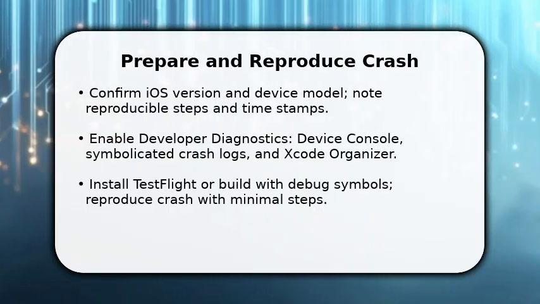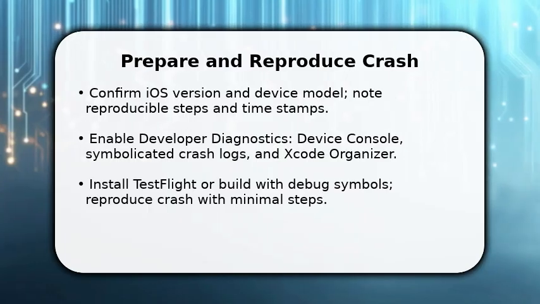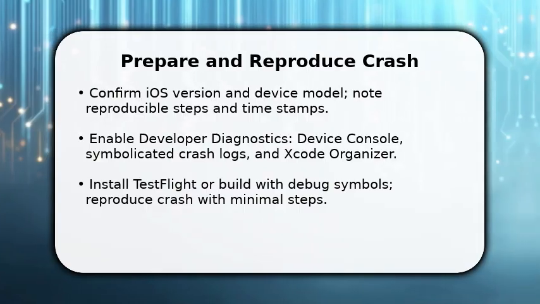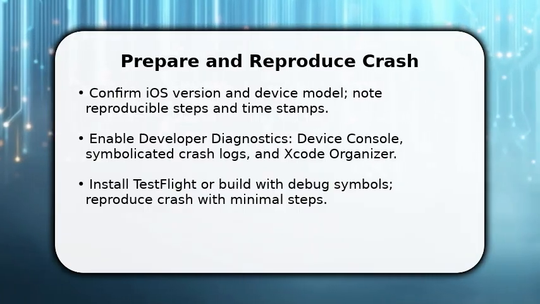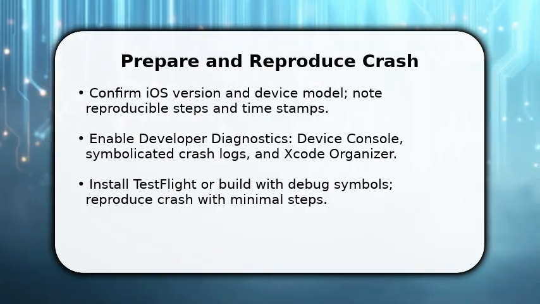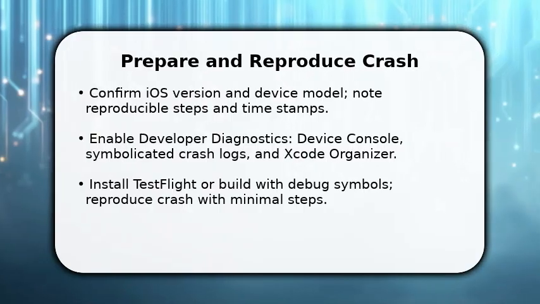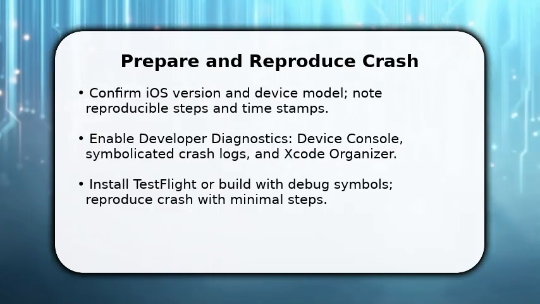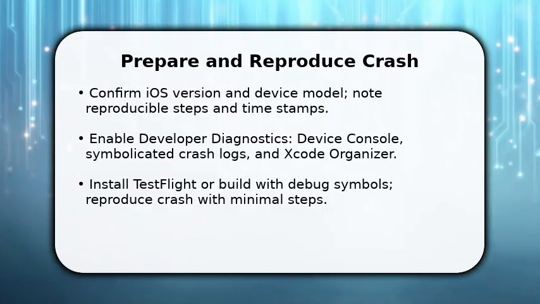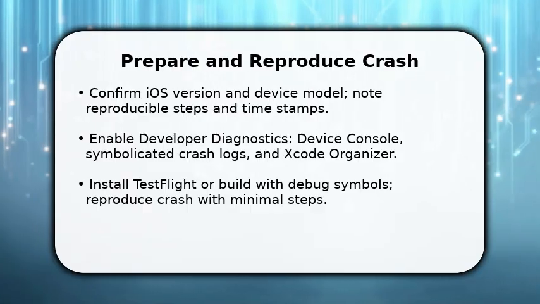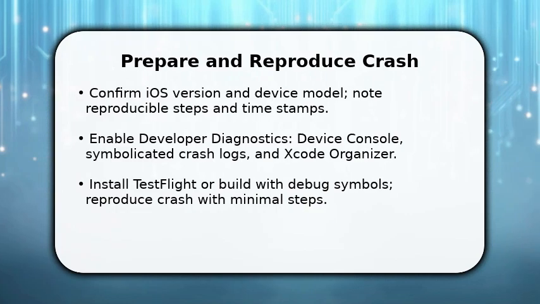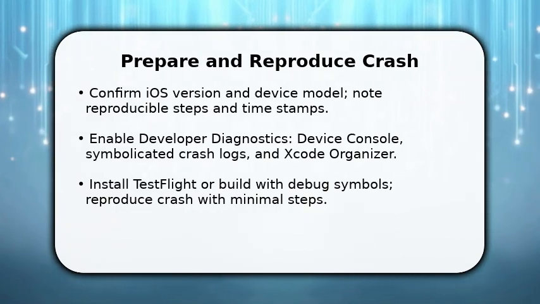You start by preparing evidence and environment. Record the exact device model and iOS version, then reproduce the crash with clear steps and timestamps so you can test reliably. Once done, enable developer diagnostics and collect the device console and crash logs via Xcode Organizer. This shows the stack trace. Make sure to build a version with debug symbols or use TestFlight so symbolication works. These steps let you see where execution fails and guide your next fixes.